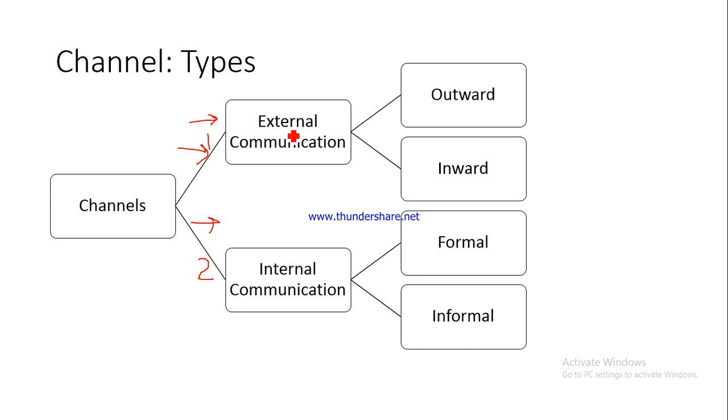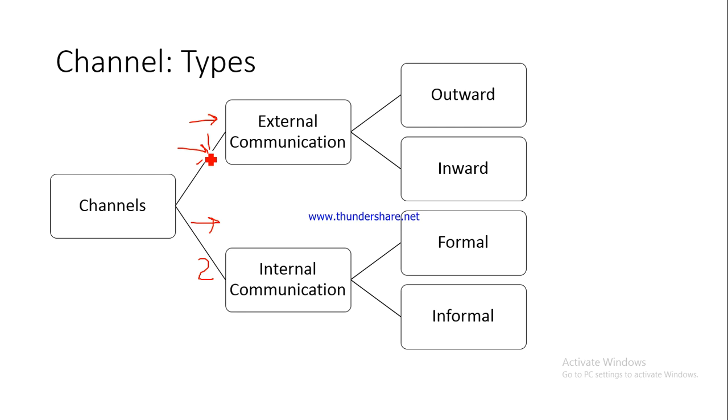Let us try and understand what we mean by this. Now please understand what we mean by external communication. The sender is part of an organization, while the receiver is not part of that organization. The receiver is somebody from outside the organization, and that is why the communication between them is known as external communication.